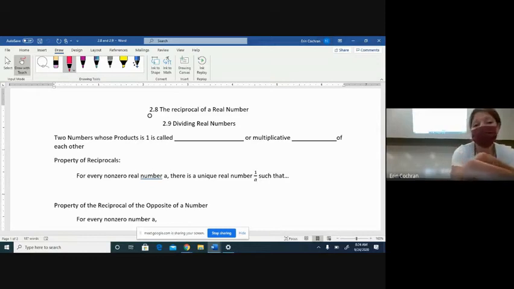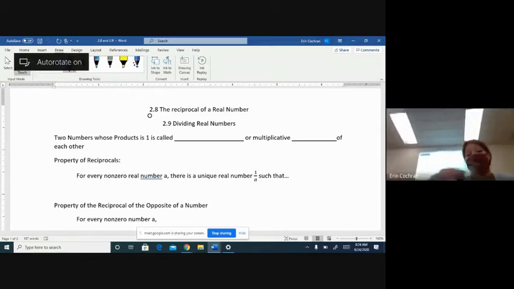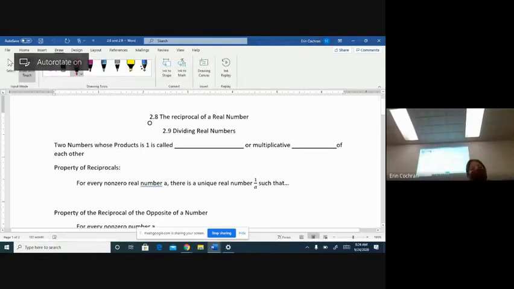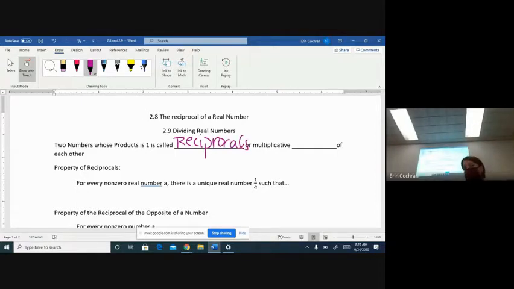Whose product is 1 is known as a reciprocal, okay? So if you take a number times a number, and if its product is 1, those numbers are reciprocals of each other, okay? Reciprocals. Another name for reciprocal is the multiplicative inverse of each other, okay?